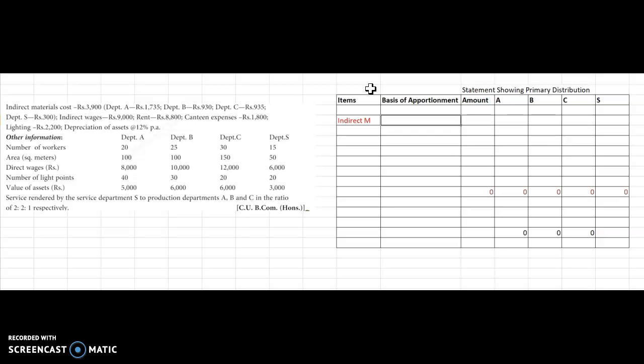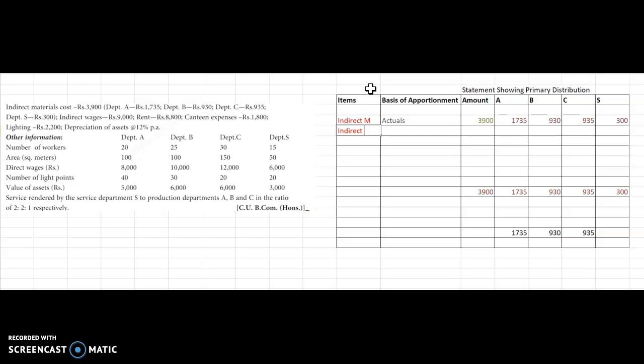Now, obviously, we understand that there's no apportionment for this because they've already given it to us. So we do not need to calculate this on the basis of any other information. So we don't need a basis for apportionment or basis of distribution. This is as per actuals. So we'll put it over here as per actuals. So this is 3,900, and we'll just put in the figures: 1735, 930, 935, and 300.